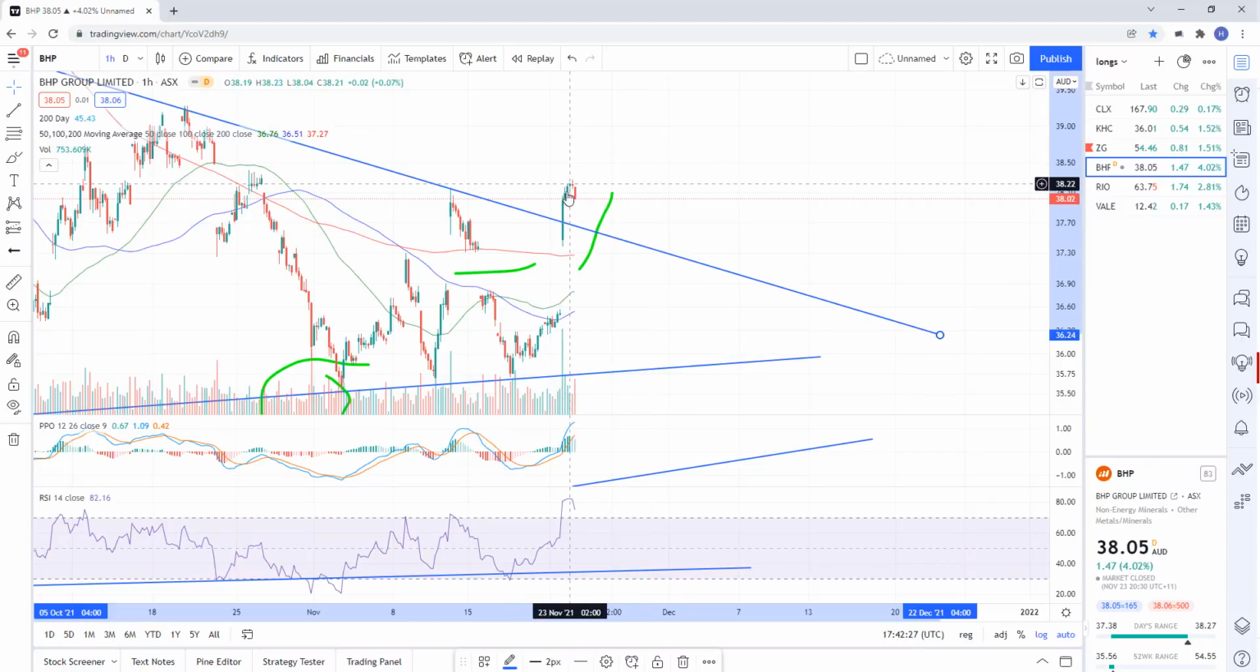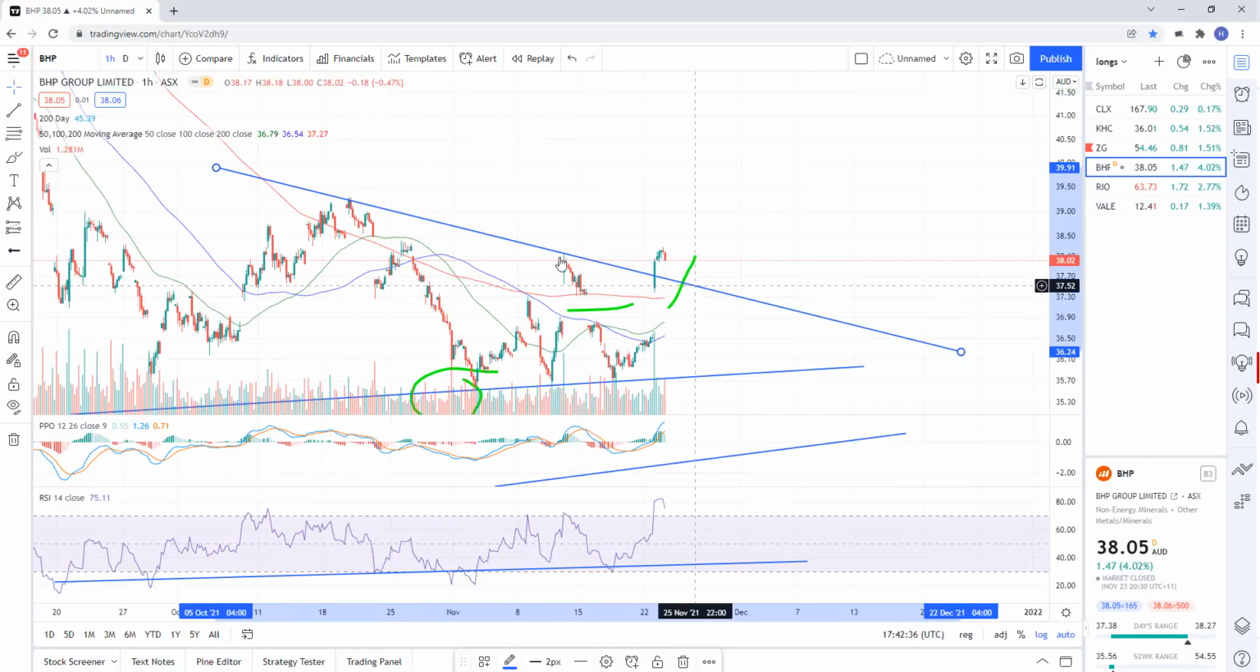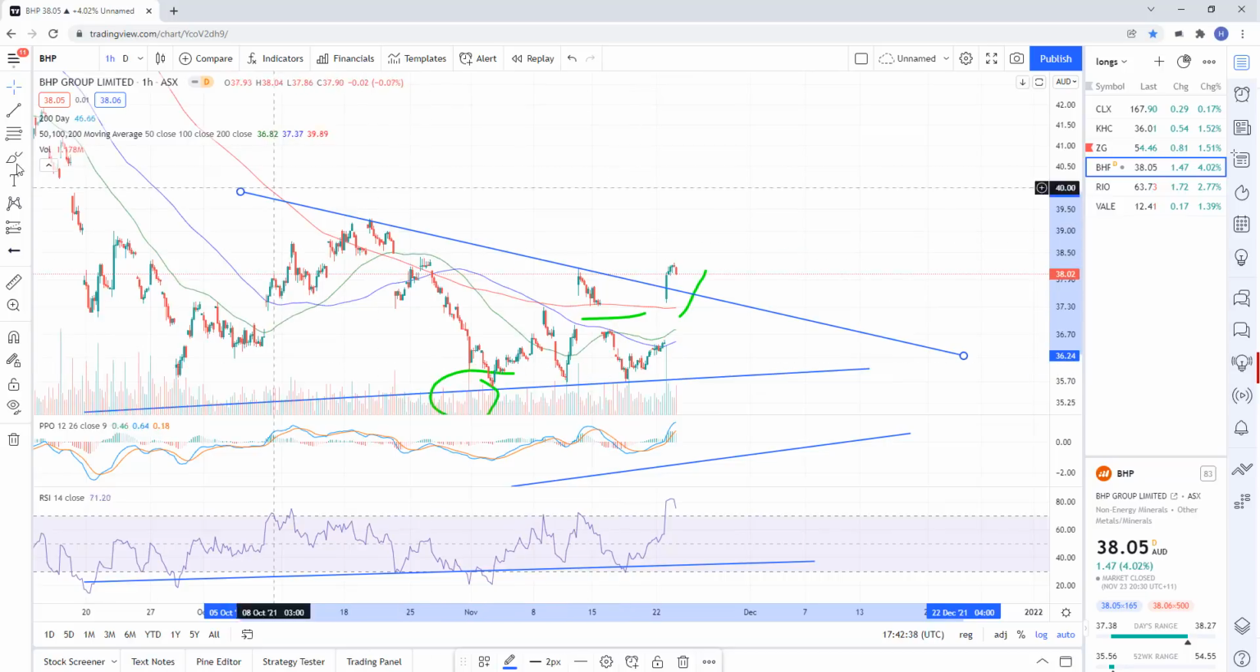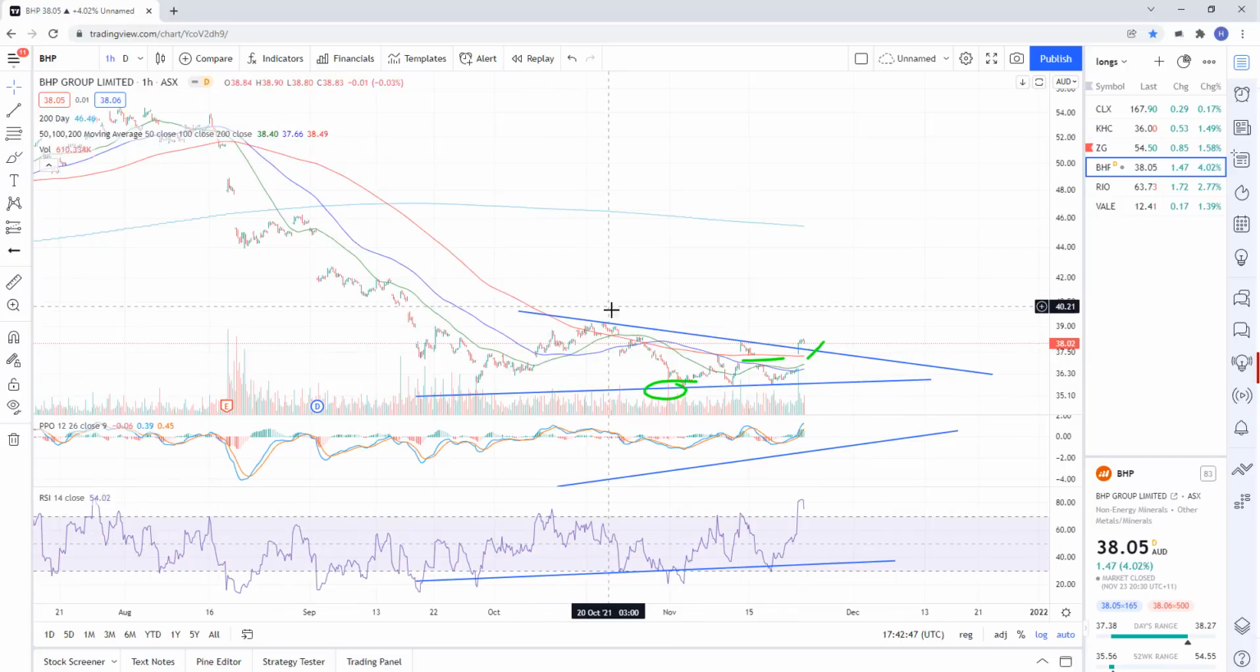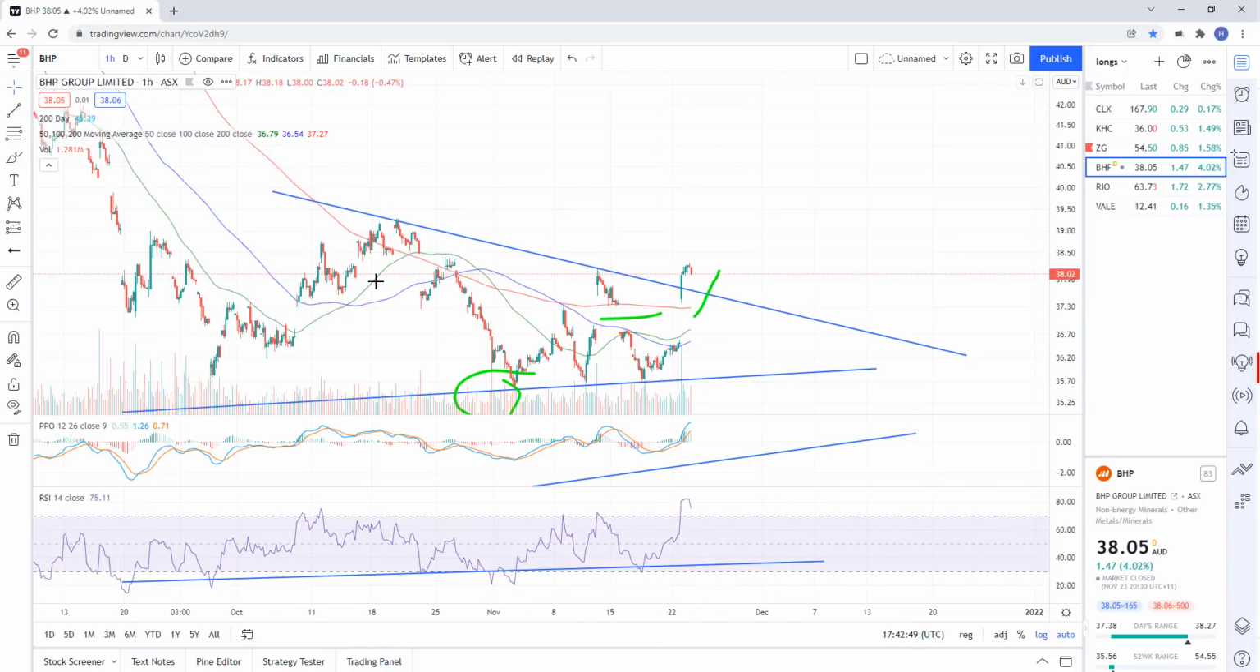Looks like we're breaking up, and maybe we're going to come in for a back test. I don't know, so things to look for there. But so far, we do have a breakout. Now, the pattern's not that well formed. On the hourly chart, you can see we only had one and two tags of that upper trend line to form that pattern. So not the best formed pattern, but something to look for.